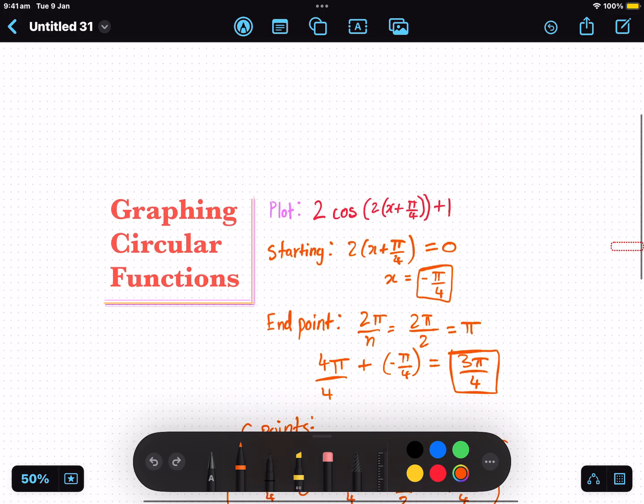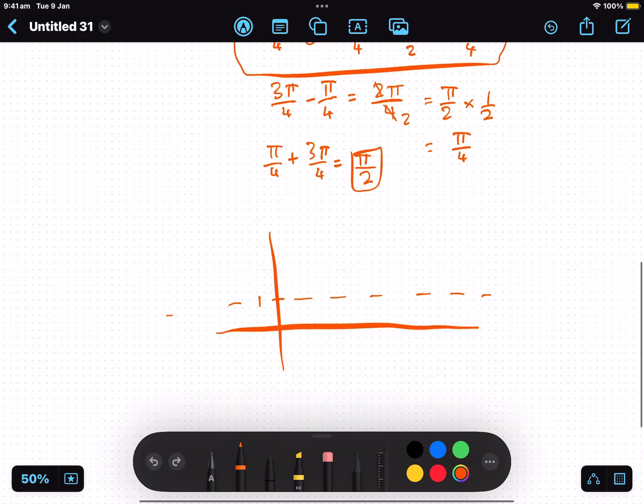So another thing we need to take into consideration is the amplitude. The amplitude is 2, but we don't go 2 up from here and 2 down from here. Our center line has moved from this part to here. So we go 2 up from here. So 1 plus 2 is 3, and 2 down from here. 1 minus 2 is -1. There we go. So we've got that.